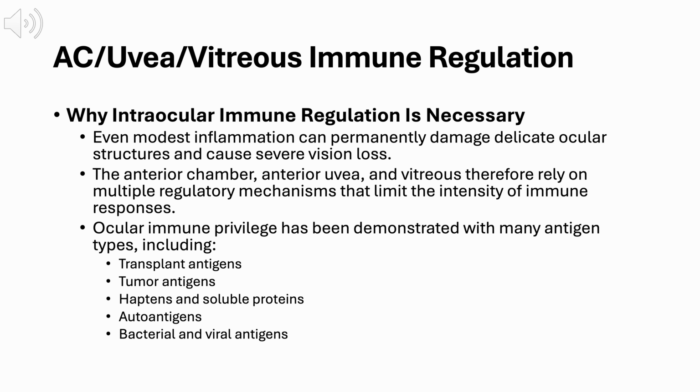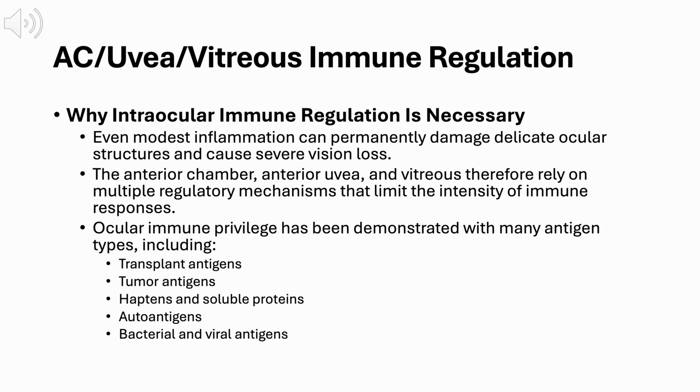Unlike skin or gut, these tissues don't regenerate, so the eye can't afford the collateral damage that a vigorous immune response causes elsewhere. That's why the anterior chamber, anterior uvea, and vitreous all rely on multiple overlapping regulatory mechanisms that deliberately limit the intensity of any immune response. And this privilege is remarkably broad. Ocular immune privilege has been demonstrated across many different antigen types, including transplant antigens, tumor antigens, haptens and soluble proteins, autoantigens, and bacterial and viral antigens. That breadth tells you privilege is a general strategy, not a response to one particular threat.